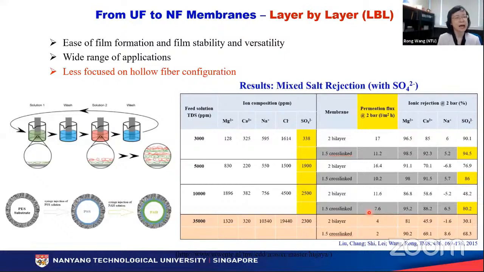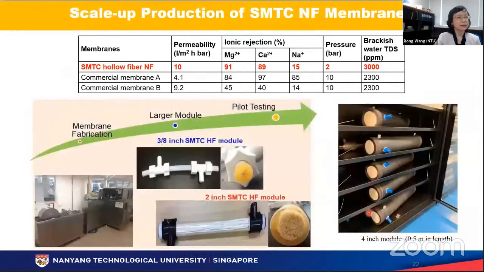This is because our NF membranes have a high selectivity. They can reject divalent ions and allow the monovalent ions to pass through the membrane. So the osmotic pressure on the 2 sides will be balanced, and we can run the operation at a low pressure of 2 bar. Our NF membranes have also been scaled up to the 4-inch module. You can see the module sample here.